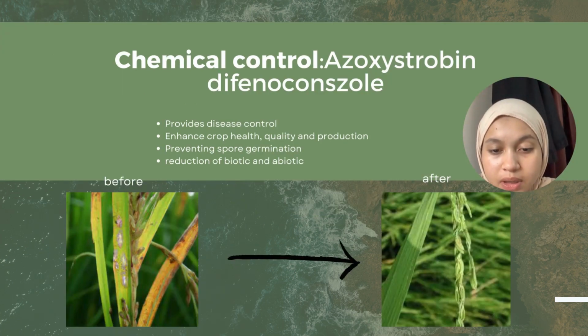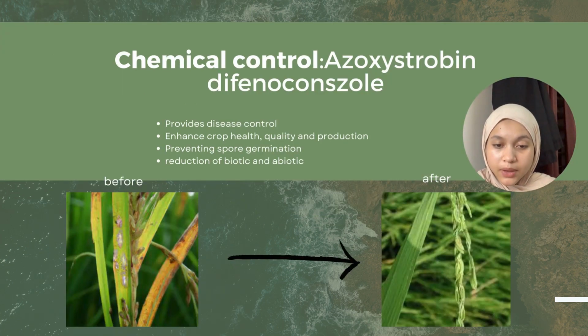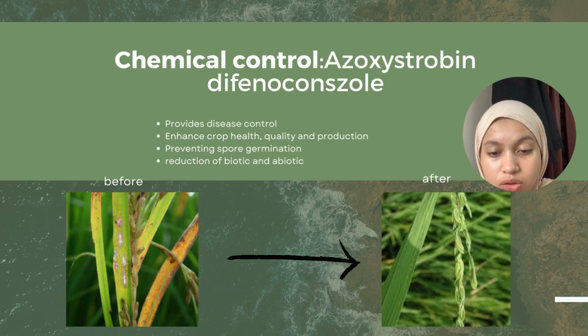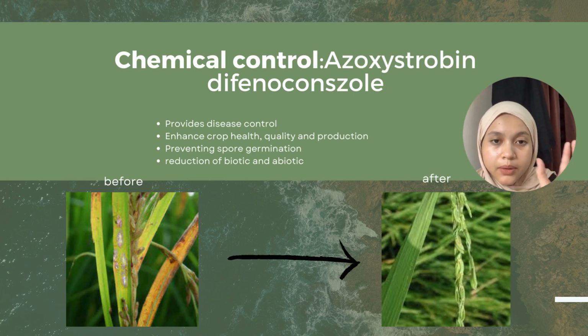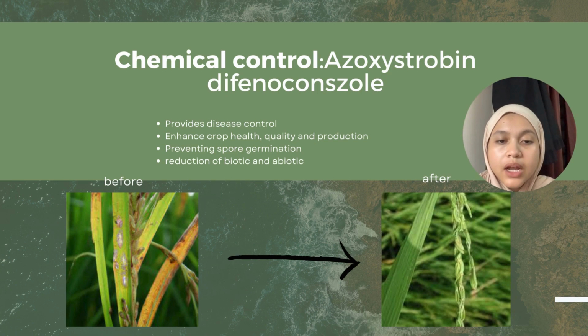Lastly, the outcome of using chemical control of rice blast disease. For chemical control, it is suggested that azoxystrobin and difenoconazole provide disease control. It enhances crop health, quality, and production. It can be seen in the picture that before it was treated with azoxystrobin and difenoconazole, the plant is not healthy. After using azoxystrobin and difenoconazole, the plant becomes healthier, more green, and the quality becomes richer.